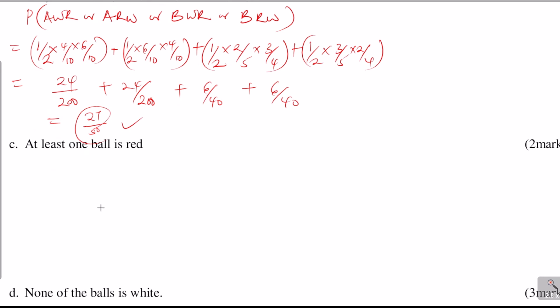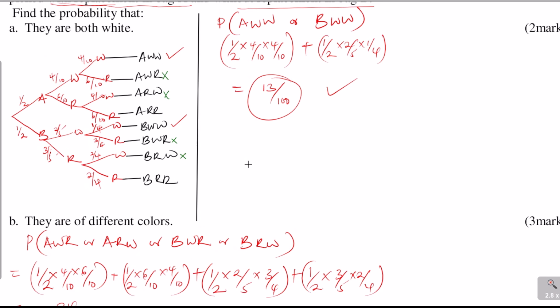At least one ball is red. So what do we mean by at least? At least one is red means 1 being red or 2 being red. So anywhere we have 1 red or 2 of them being red, that is what we need. There is an easier way of doing this.